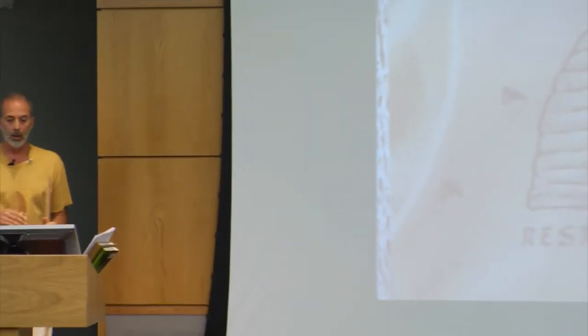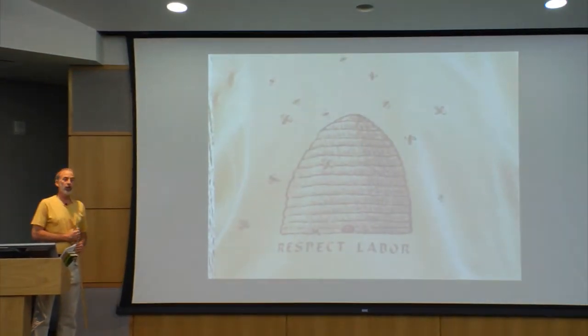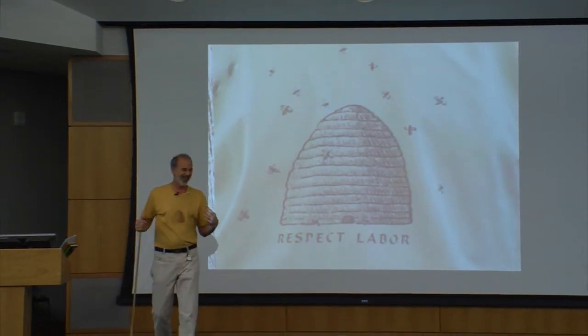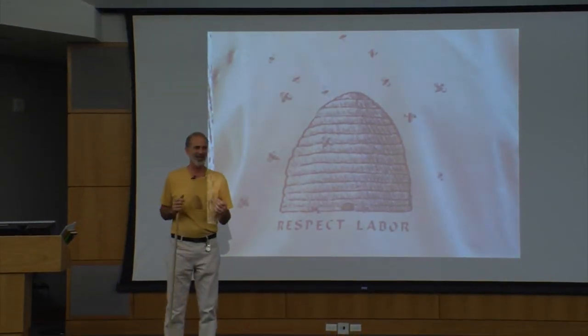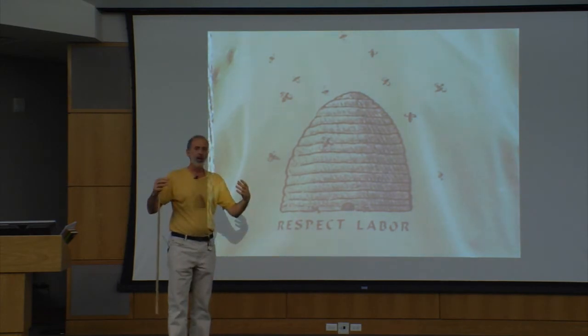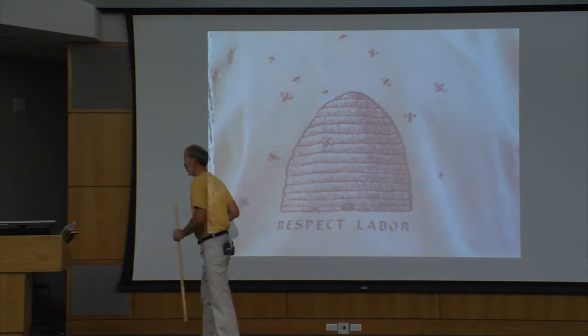Okay, so that's the paper. And now I'd like to show you a short 4-minute clip of putting in a nuke. A nuke sounds kind of bad in our society, doesn't it? A nuke is about 4 pounds of bees, about 15,000 bees. And I'll show you how it's done.